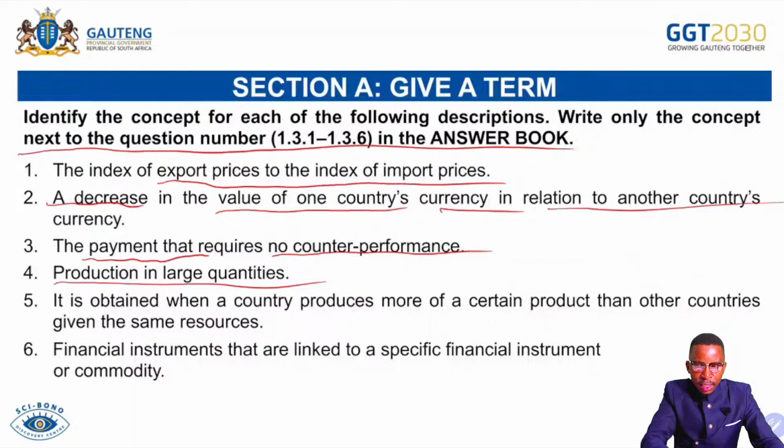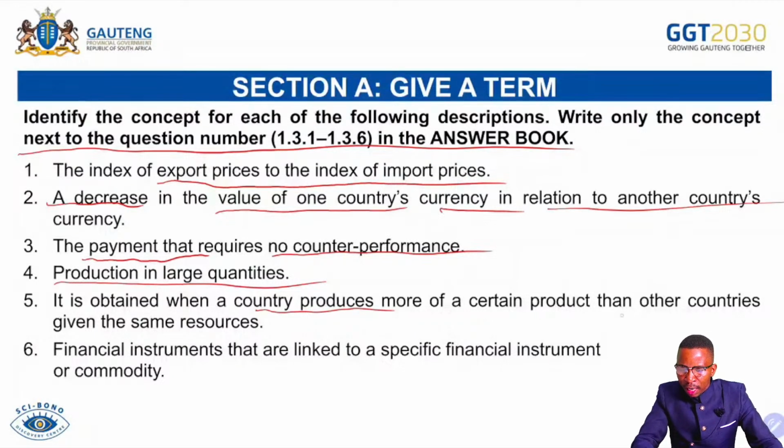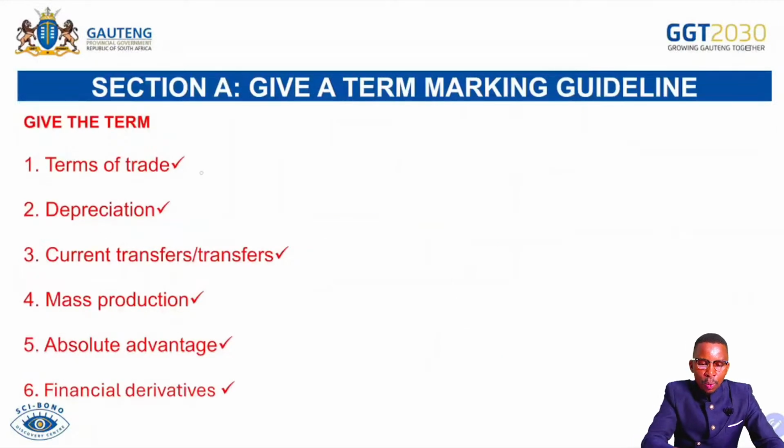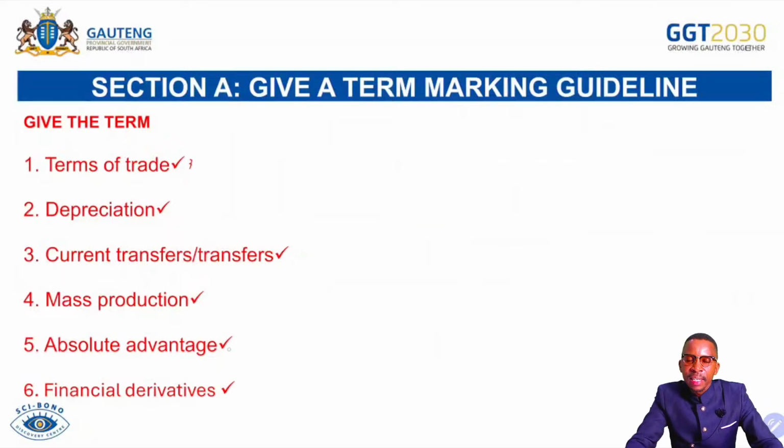The payment that requires no counter performance is a transfer. Production in large quantities is mass production. It is obtained when a country produces more of a certain product than another country given the same resources: absolute advantage. A financial instrument that is linked to a specific financial instrument or commodity. So we have terms of trade, depreciation, current transfers or transfers, mass production, absolute advantage, and financial derivatives.